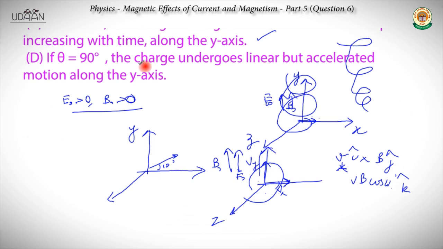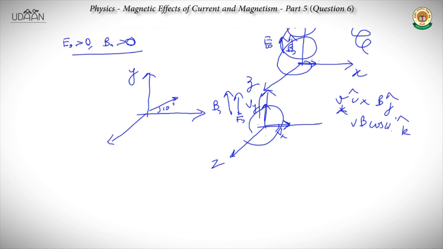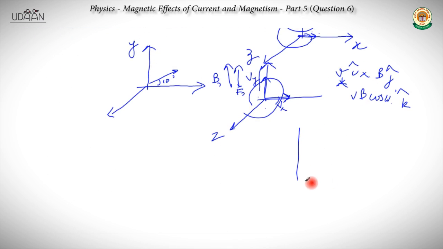Now if theta equals 90 degrees, the charge undergoes linear but accelerated motion along the y-axis. This seems to be easy because our magnetic field was along y, our electric field was along y, and if the particle also moved here, theta would be 90 degrees. So V cross B would come out to be 0, because the directions of V and B are the same. So no magnetic force will act.